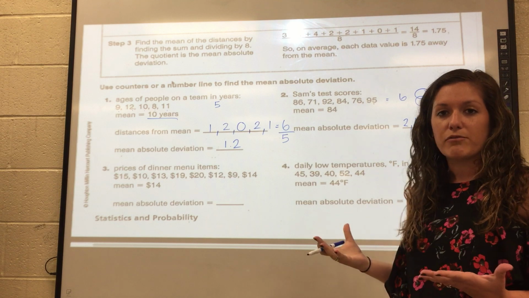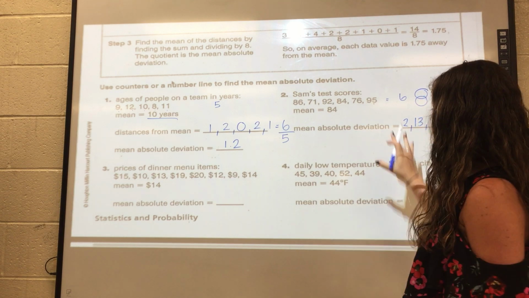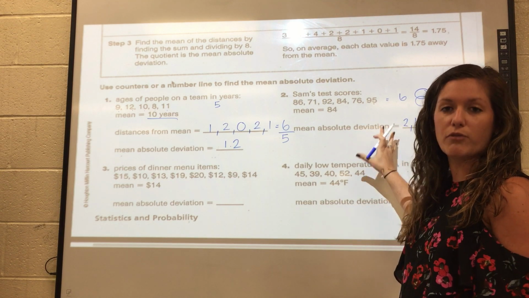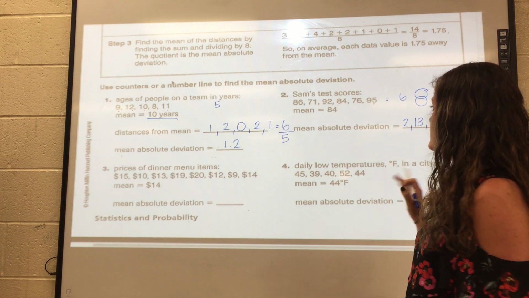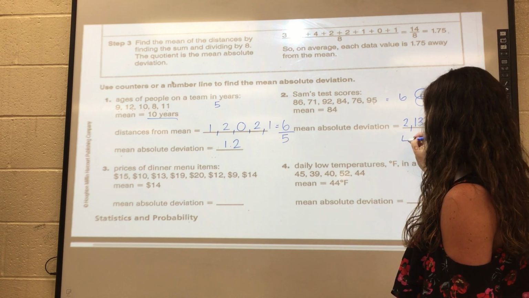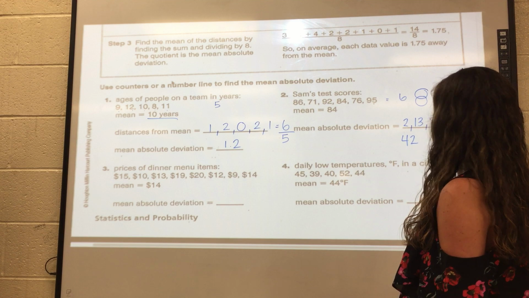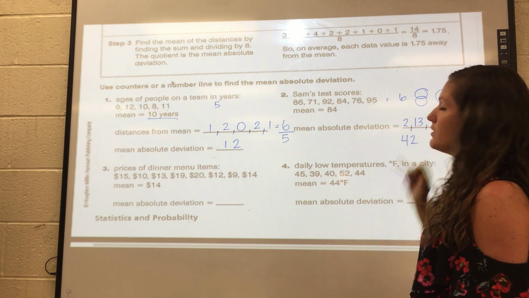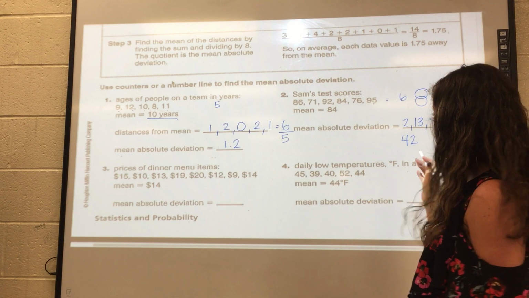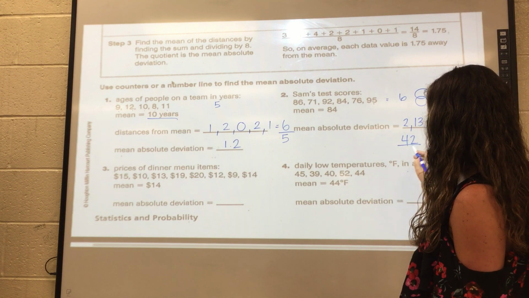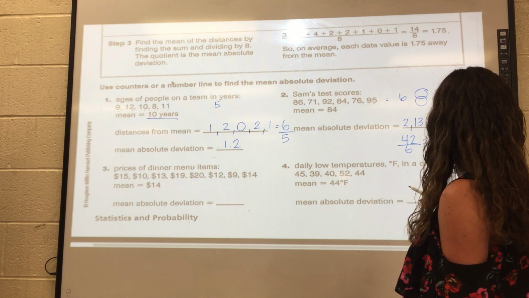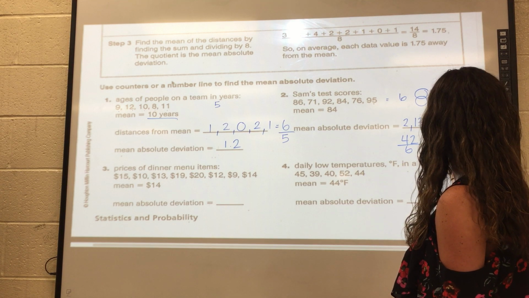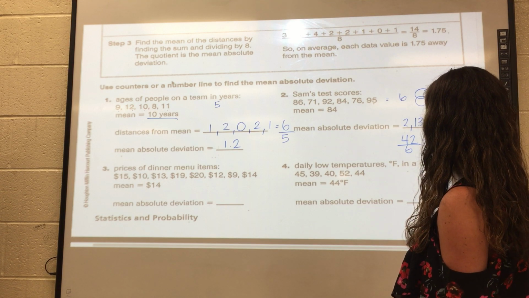Now we're finding that average, much like when we find that mean. So we're going to add all of these deviations, or how far away they are from that mean, together, and we get a total of 42. And to find the average deviation, we're going to divide by the number of data points in the set, which is 6. So we're going to divide by 6, and the average deviation from that mean is going to be 7.